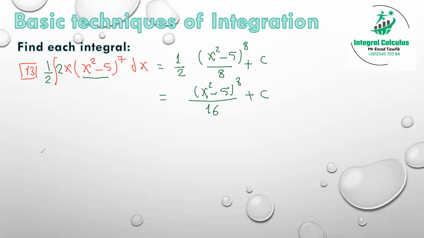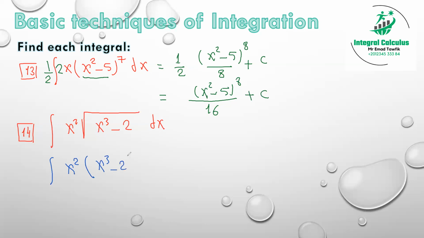And for the next point, if I ask you to integrate, for question number 14, x squared multiplied by the square root of x to the power 3 minus 2, dx. Actually, the square root for me is like power half. So I'm going to work on x to the power 2 multiplied by (x to the power 3 minus 2) all to the power of half, dx.